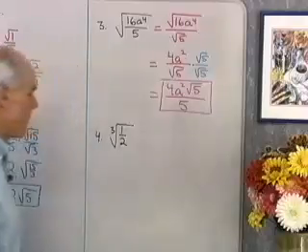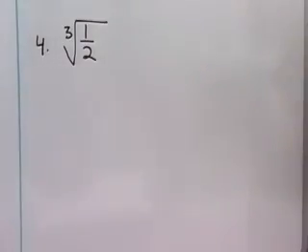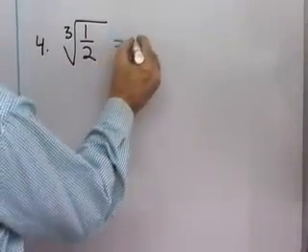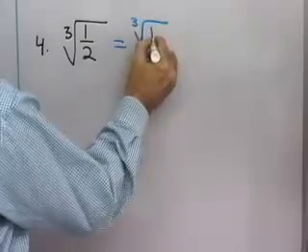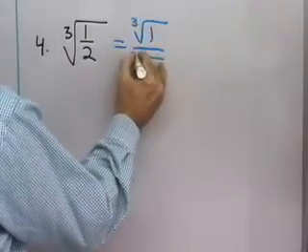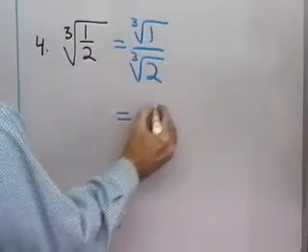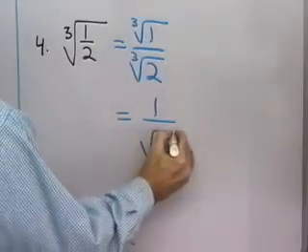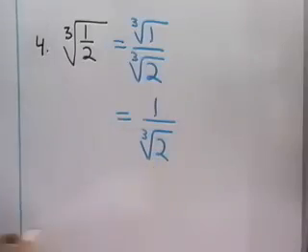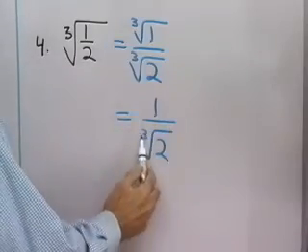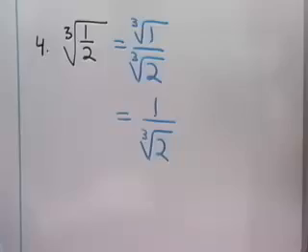One last problem. How about a cube root of 1/2? Well, let's see. Use property 2, cube root 1 over cube root 2. The cube root of 1 is just 1, so I have 1 over cube root 2. Now, this is not in simplified form because I have a cube root in the denominator.